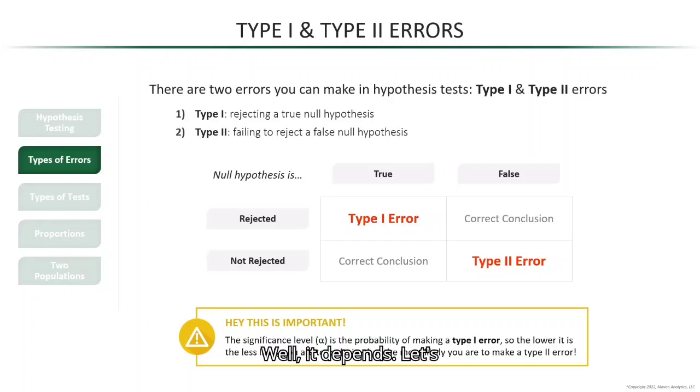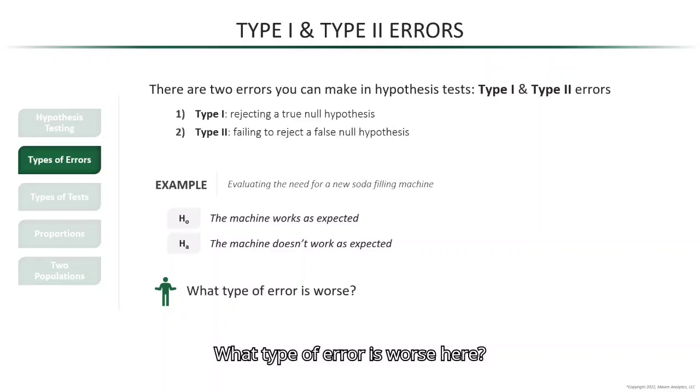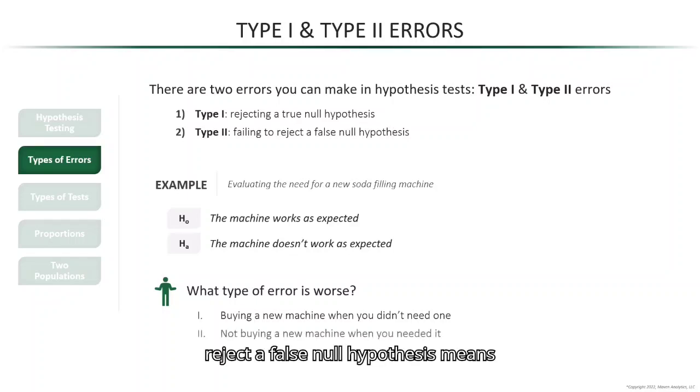Well, it depends. Let's think about our soda example. What type of error is worse here? Well, rejecting a true null hypothesis means buying a new machine when you didn't need one. Admittedly, not great. But failing to reject a false null hypothesis means not buying a new machine when you did need one, which is probably worse in this case as it's potentially more costly. So to prioritize a type 1 error, you would use a higher significance level. Sure, maybe you switch machines prematurely now and then, but at least you're not waiting until it's too late.